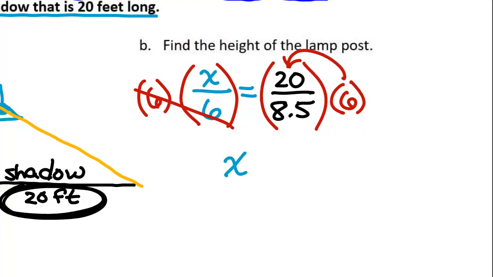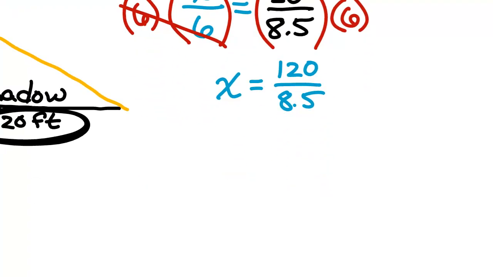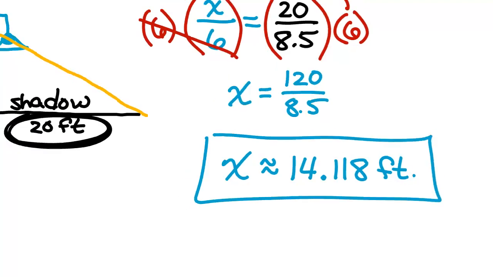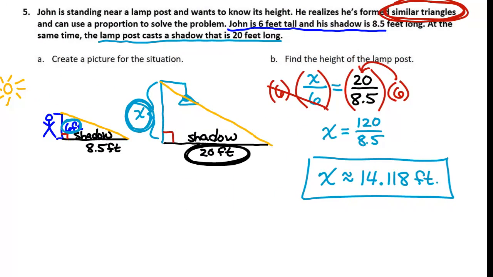So I have X equals 120 divided by 8.5. This comes out to be a very gross number, but X is right about 14.118 feet. That's when you round up. If you look at the first three numbers on your calculator and you just write those down, you don't do any rounding, it would be 14.117, which I would also accept as a correct answer here.